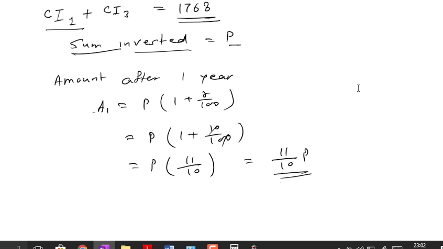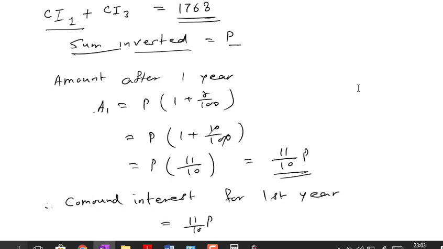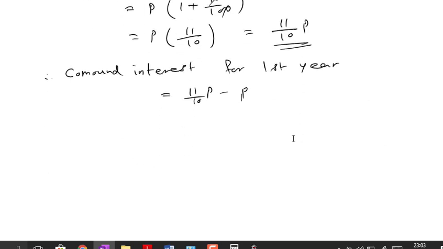So therefore compound interest for the first year will be 11 upon 10 P minus P, because the original sum is P. So I will say minus P. 11 upon 10 P minus P, on calculation I will get P upon 10. This is the compound interest for the first year.